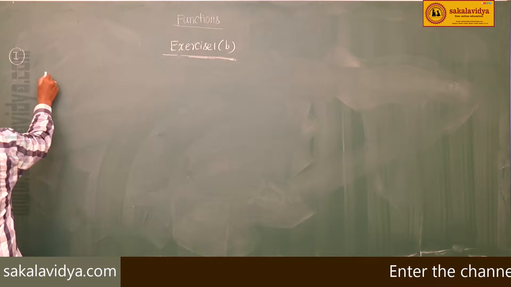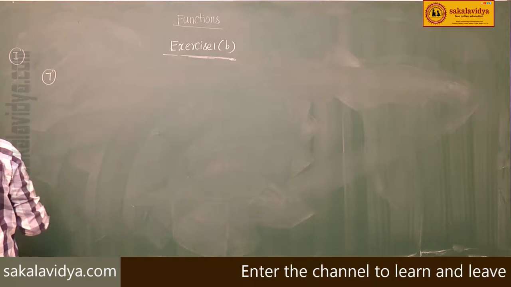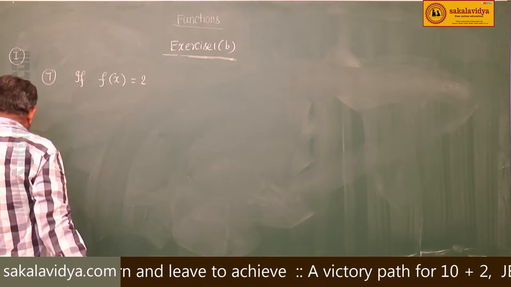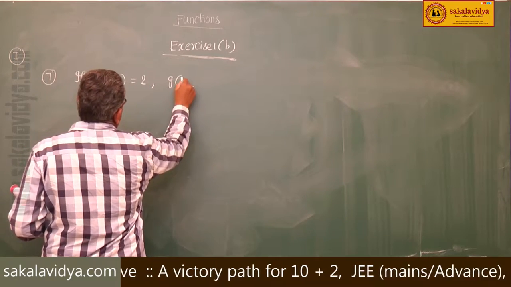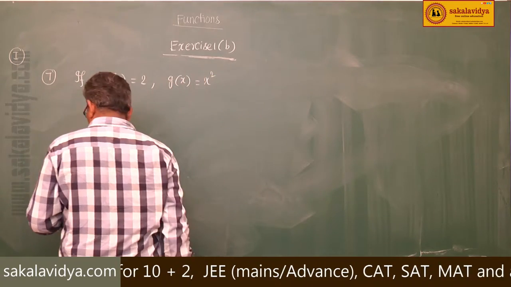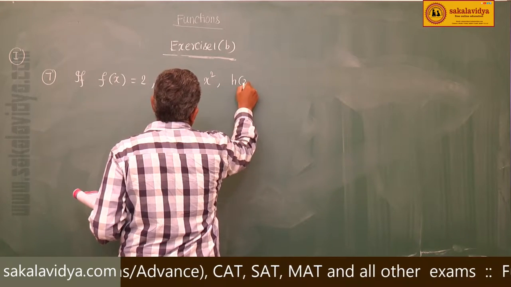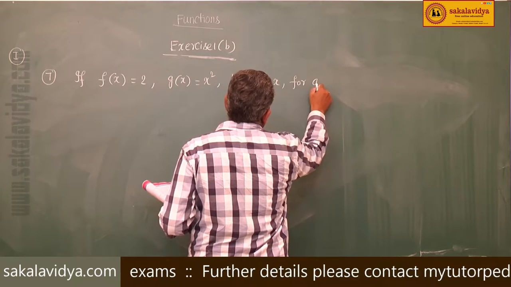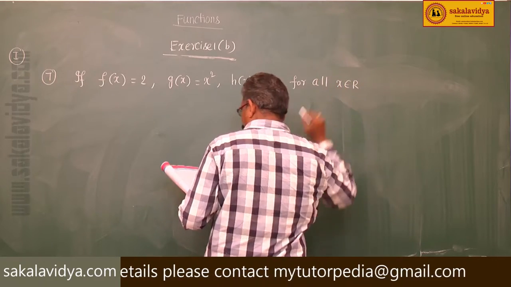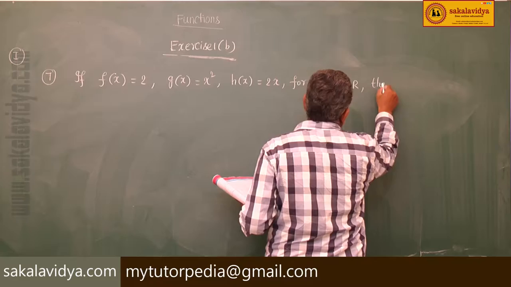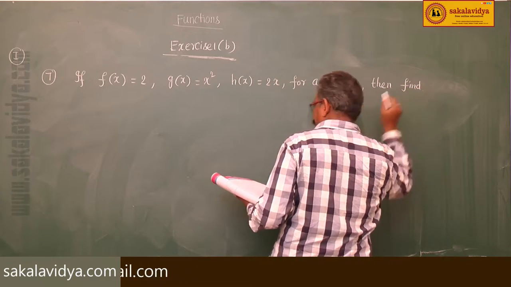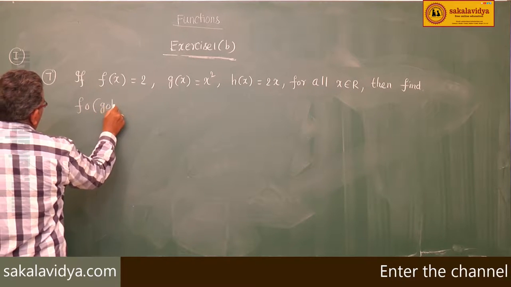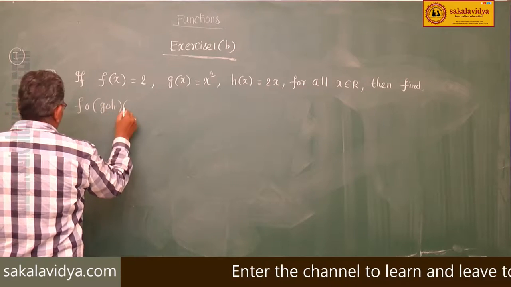Seventh one. If f of x is equal to 2, a constant function, g of x is equal to x square, h of x is equal to 2x, for all x belongs to R, then find f circle of g circle h of x.